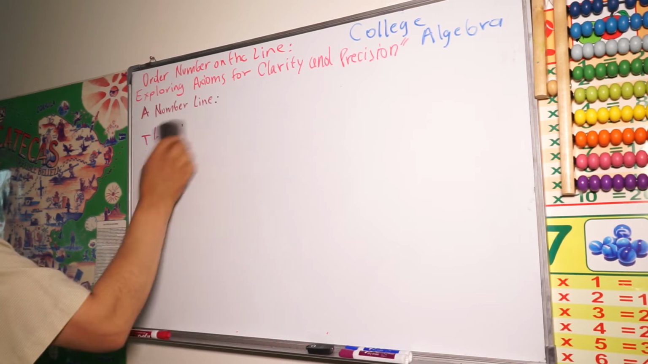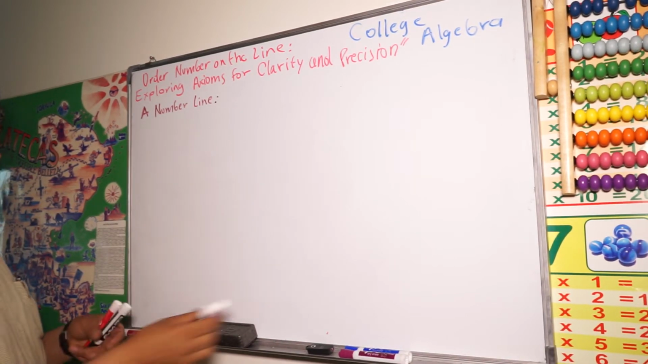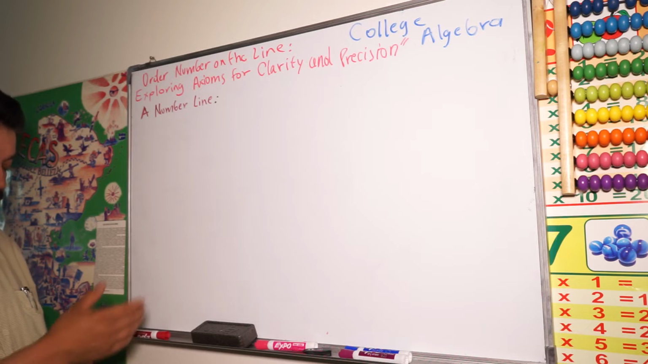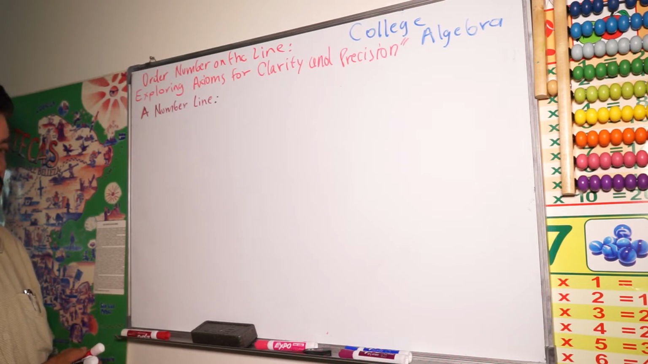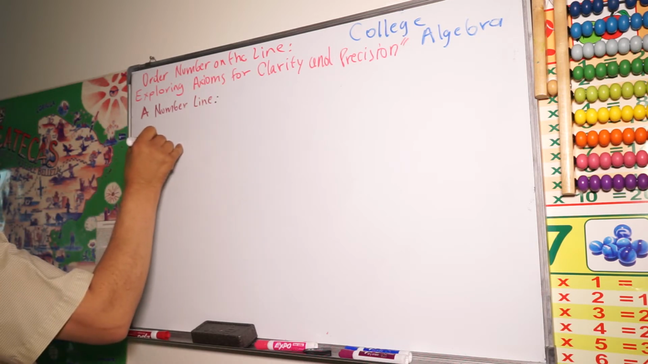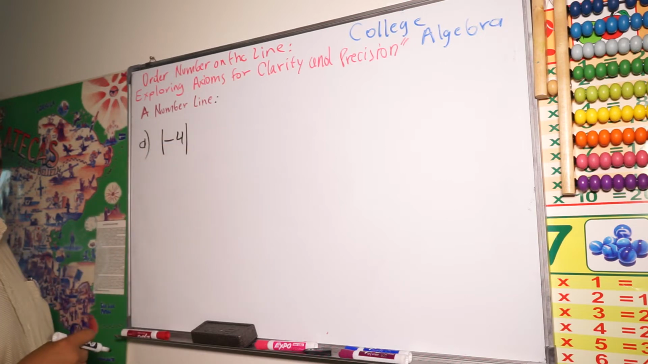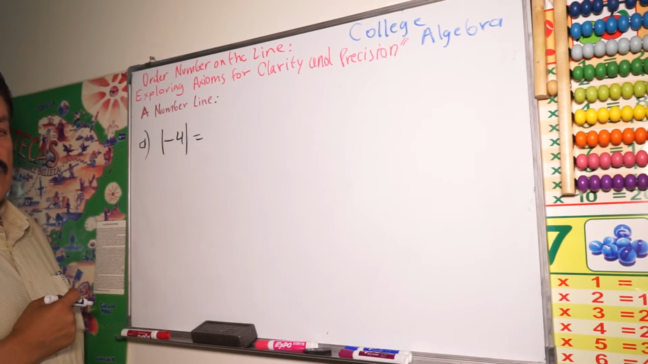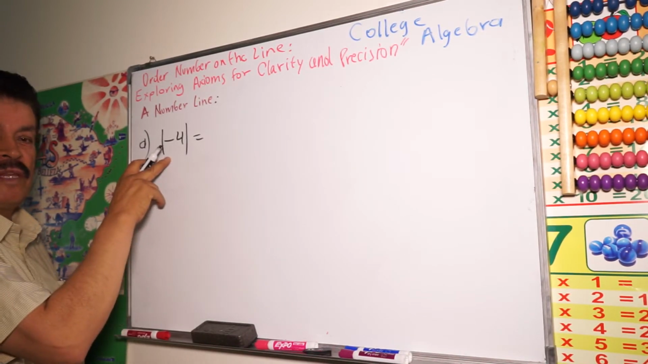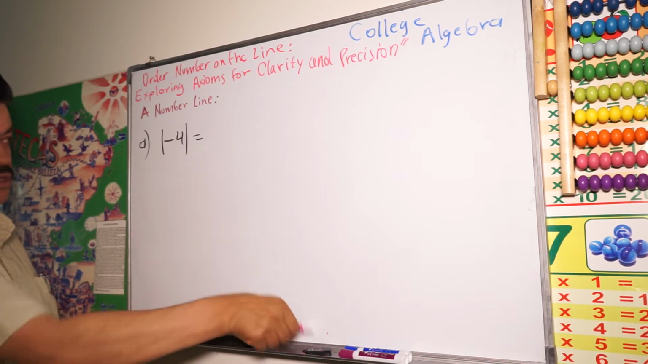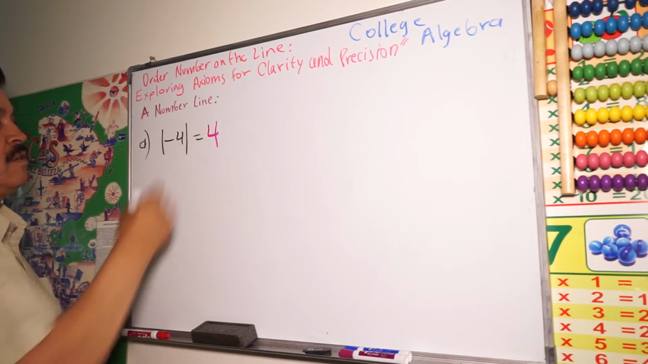All right, good. So now let's do some exercises. I would like to make some exercises. For example, after this concept, if we have the absolute value of negative 4, how much is the absolute value of negative 4? The absolute value of negative 4 equals 4, right?